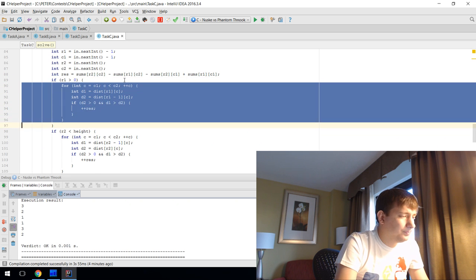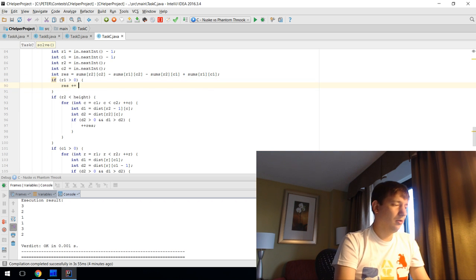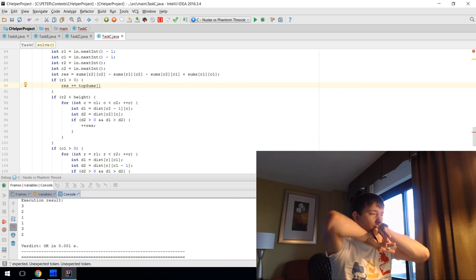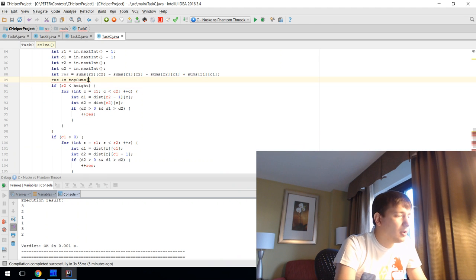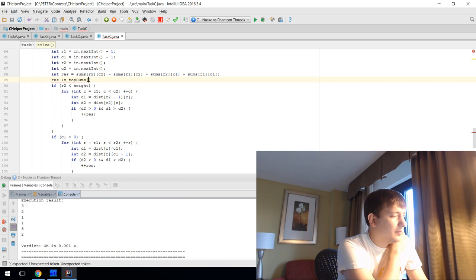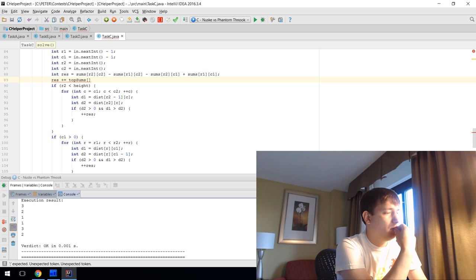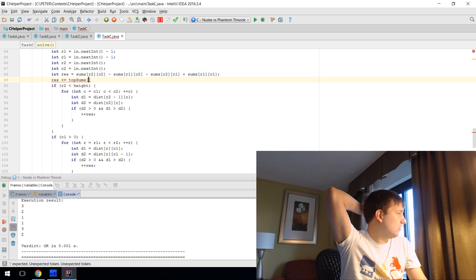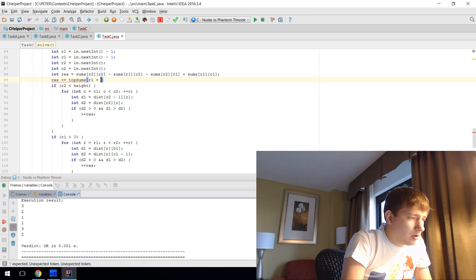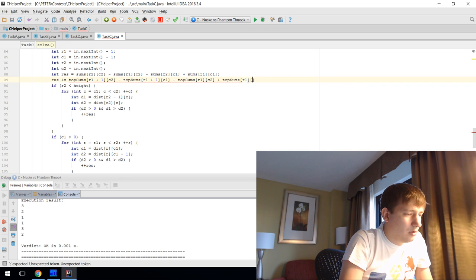Okay, and then we go. So if R1 is more than 0, then we add top sums. Yeah, I guess we can do it anyway. We need to sum from R1 C1 to R1 plus 1 C2, right? Okay. So that means R1 plus 1 C2 minus top sums R1 plus 1 C1 minus top sums R1 C2 plus top sums R1 C1.